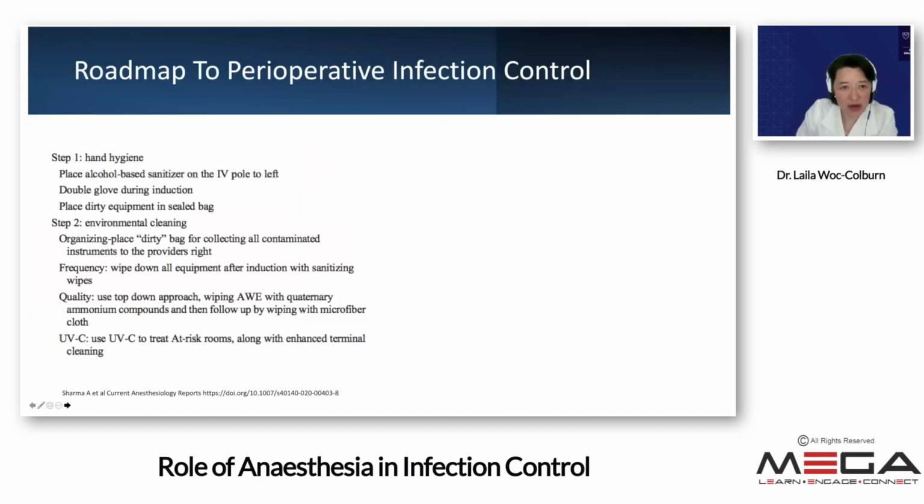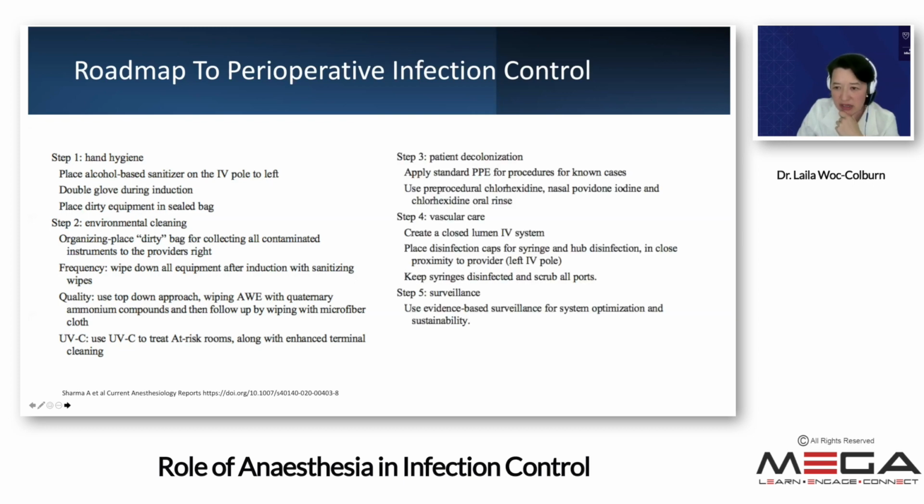So the roadmap that they used was the hygiene. So place alcohol sanitizers on the IV pole to the left, double glove during induction, place dirty equipment in a sealed bag. They also looked at environmental cleaning, organizing a place for the dirty bag for collecting all contaminated instruments from providers, and wiping down all equipment after induction with sanitizing wipes, using the quaternary ammonium, which is the one that we prefer. And after you have used it somewhere high risk, like a multi-drug resistant COVID patient, then you would do that and enhance terminal cleaning.